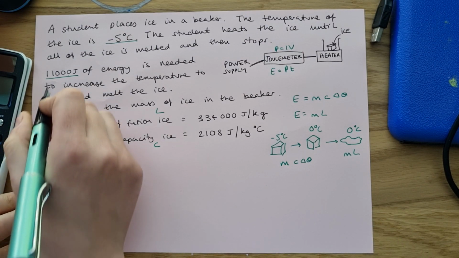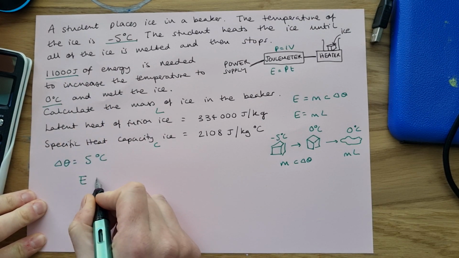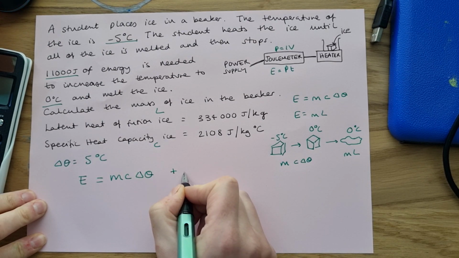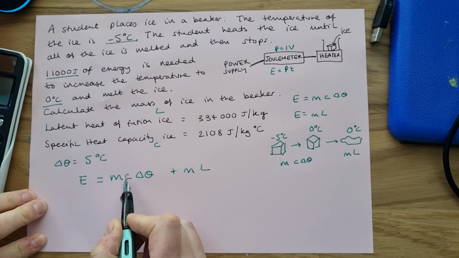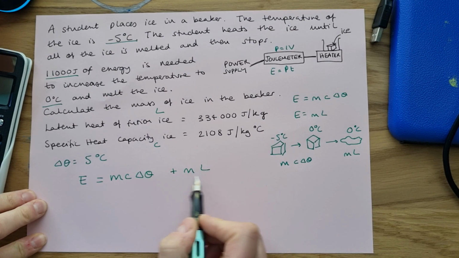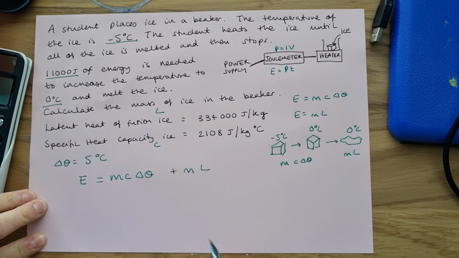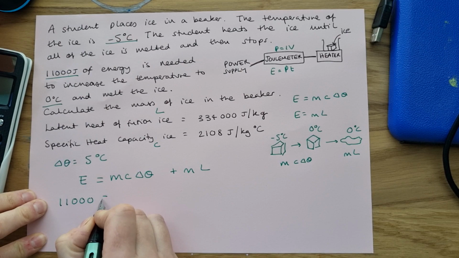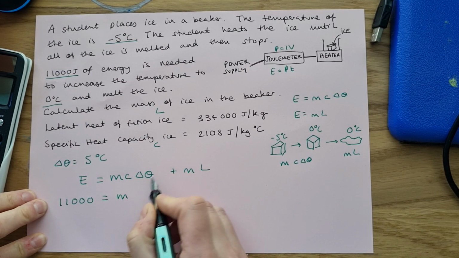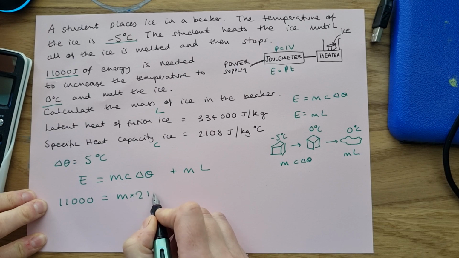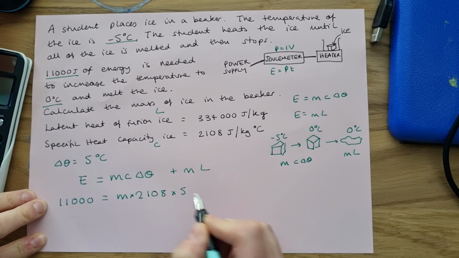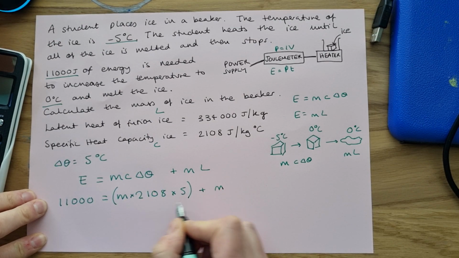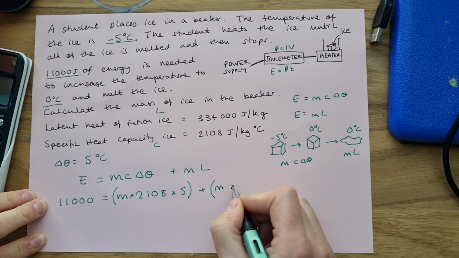So my total energy supplied through the whole process is the energy m c delta theta, plus the energy mL, because I'm increasing the temperature of the ice and then letting it melt. So I add these two values together, then substitute in what I know. I know energy is 11,000. I don't know the mass. I know the specific heat capacity of ice is 2,108, and the temperature change is 5. I'm going to put that in brackets so I don't get muddled up, plus the mass times the latent heat.